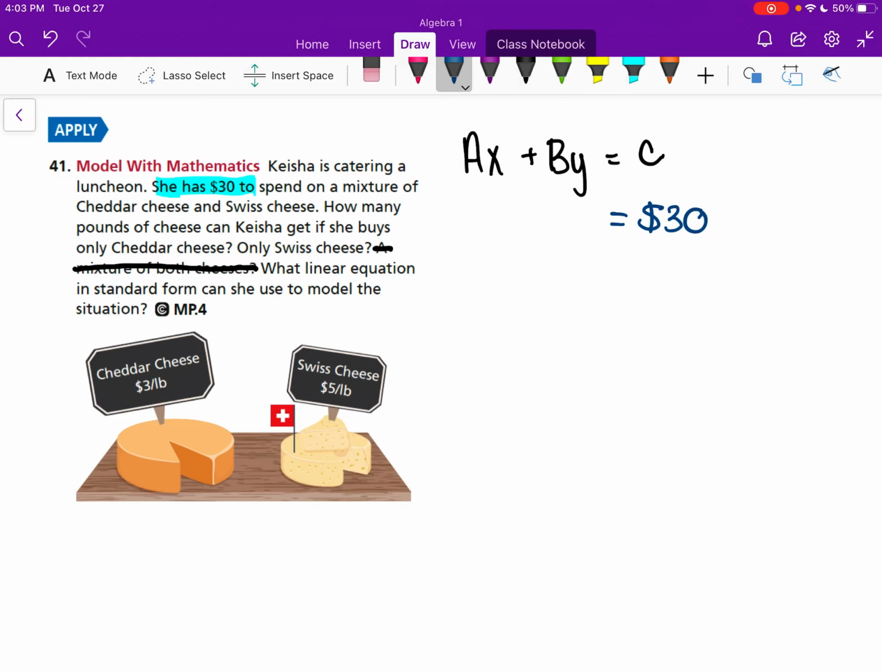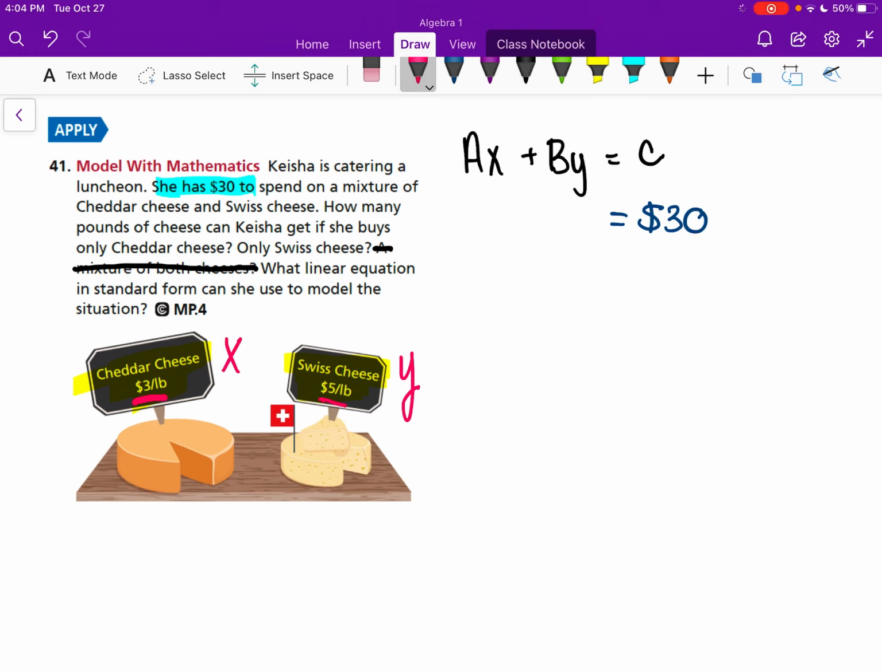And then we have two things we're comparing. We've got this cheddar cheese and this Swiss cheese. Right now, we don't know how many pounds she can buy. So those are the things that are unknown. But we do know that cheddar is $3 a pound and Swiss is $5 a pound. We can use variables to represent what we don't know. So we don't know how much cheddar, we can use an x. We don't know how much Swiss, we can use y. But we do know that cheddar is $3 per pound and Swiss is $5 per pound.